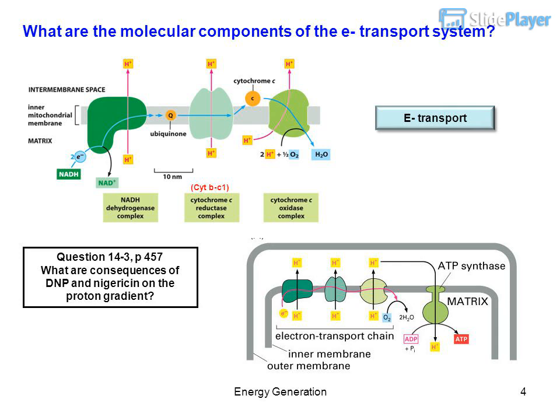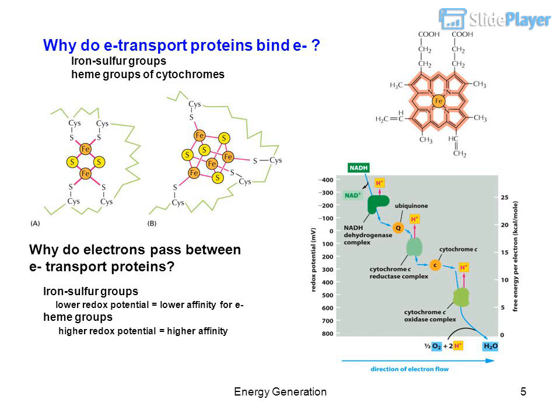What are the molecular components of the E-transport system? E-transport, site bc1. Question 14-3, p. 457. What are consequences of DNP and nigericin on the proton gradient? Energy generation. Why do E-transport proteins bind metal ions?